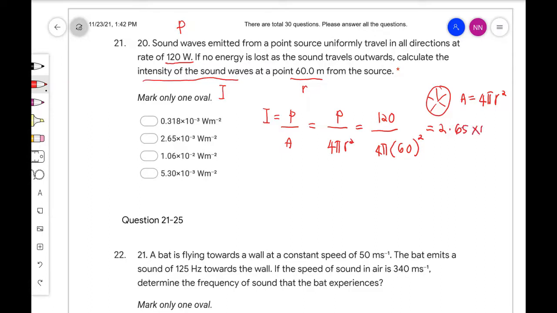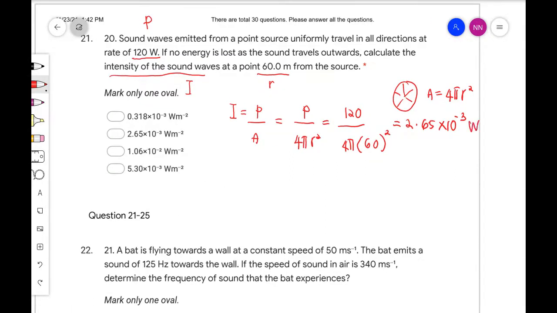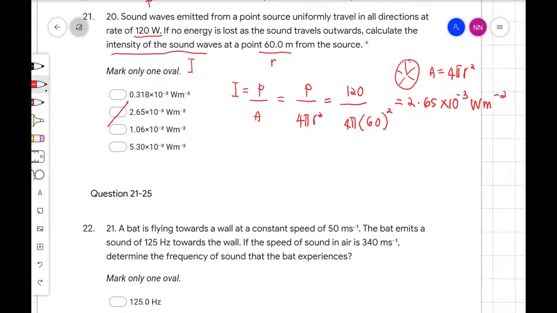2.65 times 10 to the power of -3, and the unit is watt per meter squared. So the answer is B. 2.65 times 10 to the power of -3 watt per meter squared.